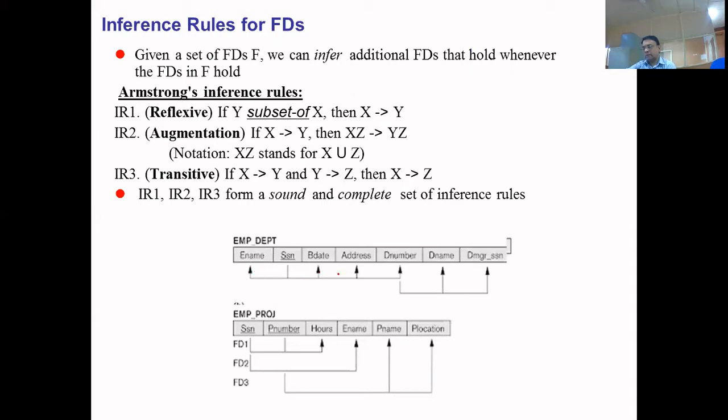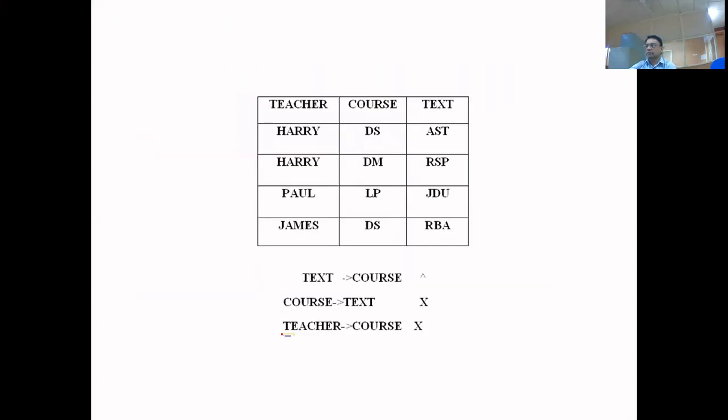It can determine employee name, birth date, address, D number, D name, DMGR SSN. If we have a primary key, then the primary key is going to determine all the rest of the attributes. In the second example, employee project, we have SSN and project number as the primary key. So the primary key is going to determine the rest of the attributes.